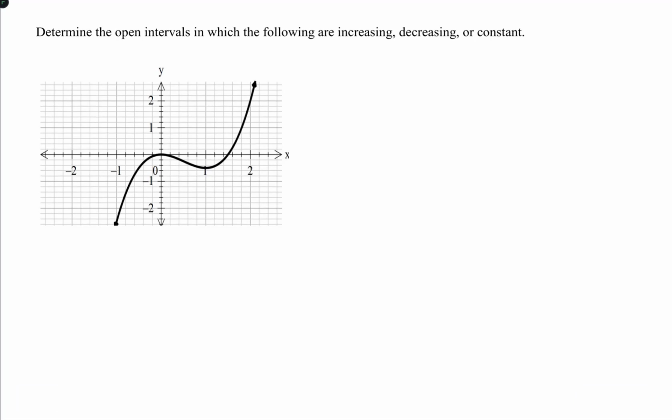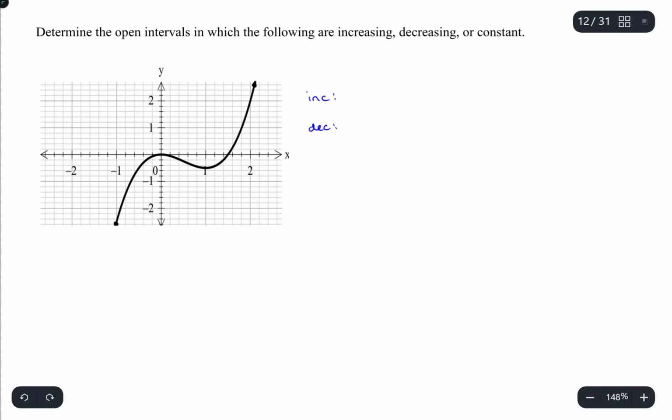Determine the open intervals in which the following are increasing, decreasing, or constant. All right, so we have a graph here, and we want to know where this graph is increasing, decreasing, or constant. Well, in order for it to be constant, you would have to have some segment that is like a horizontal line, but that doesn't exist here.